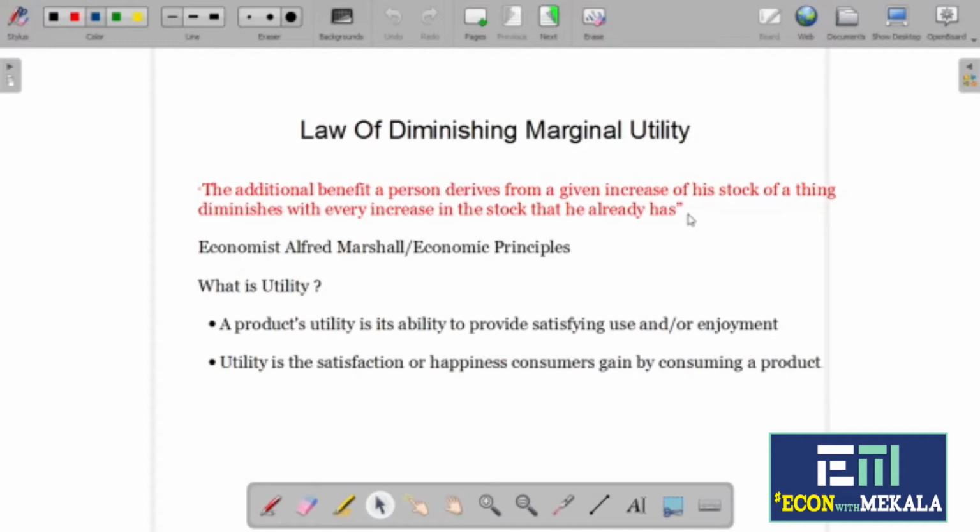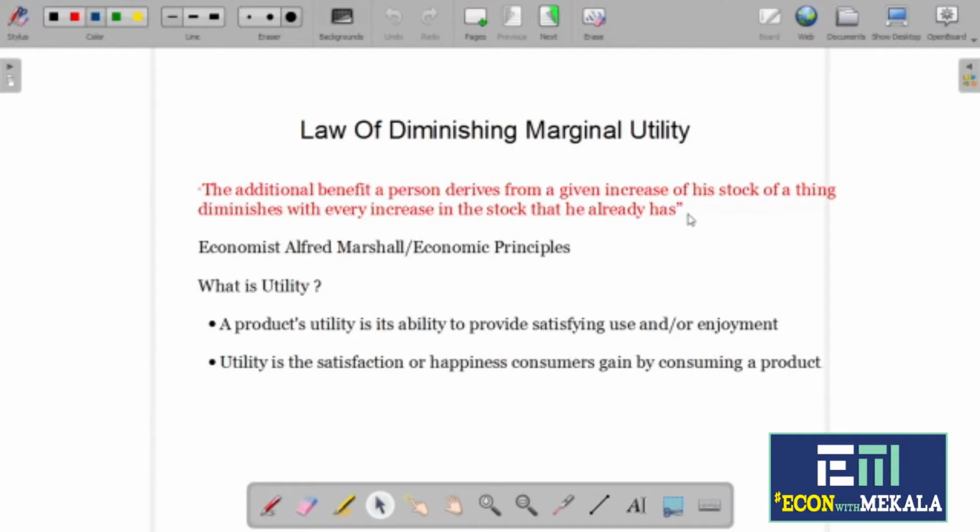In his book he explained marginal utility like this: the additional benefit a person derives from a given increase of his stock of a thing diminishes with every increase in the stock that he already has. In simple terms, the law of diminishing marginal utility explains what happens when consumers consume more and more goods: what happens to the satisfaction or happiness they take from each unit? It's going to decrease.